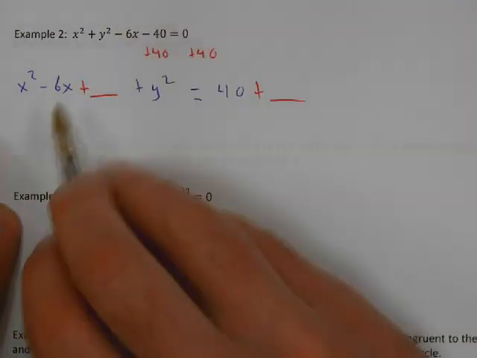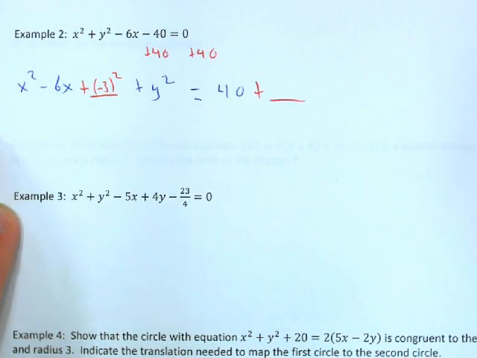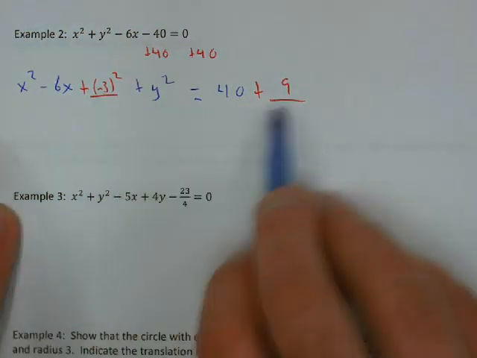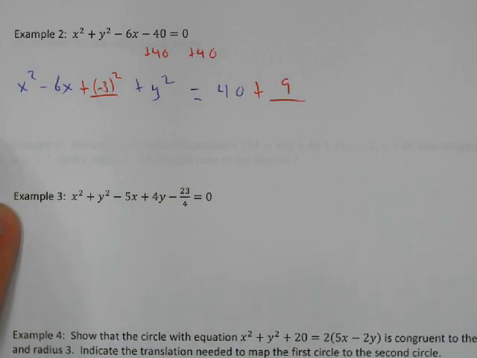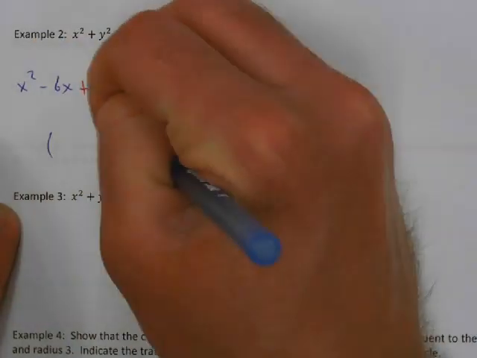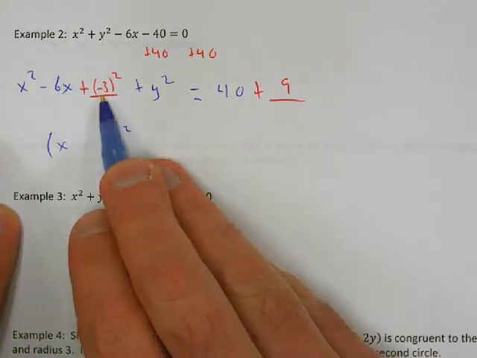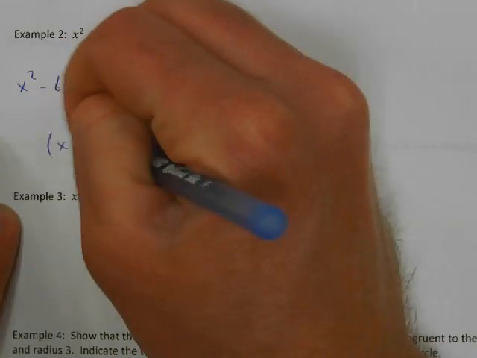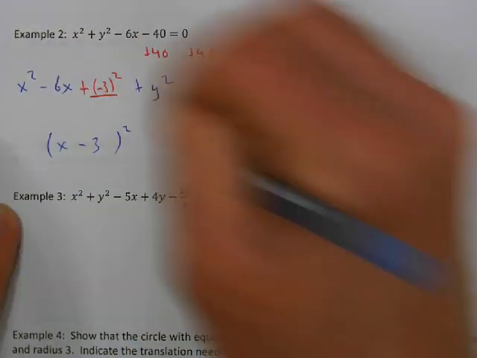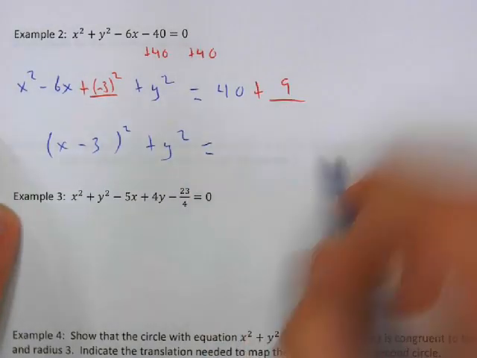Well, I want to take half of this number, which is negative 3, and square it, which gives me 9. Okay, and again, you can write it either way. They mean the same thing, just a different way of writing it. So then, what's going to go in the parentheses with the x here? Well, what did I square to get 9? Negative 3, it's right there. So (x - 3) quantity squared plus y squared equals 49.